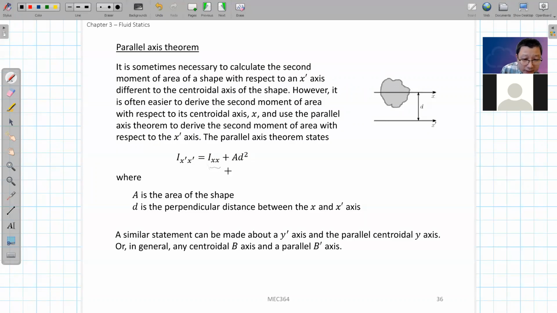Okay, this is for x, and similarly you can also do this similar thing for y. I of y prime prime will be equal to I of yy, plus A of d squared. This d will become like a, this is the y prime and this is y prime. So this maybe is the d distance. You can also do this kind of thing.